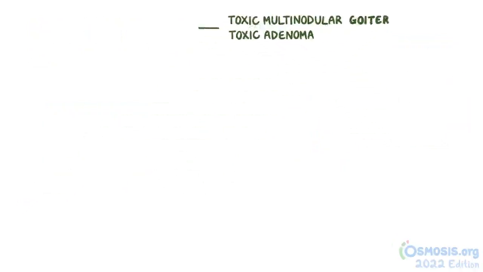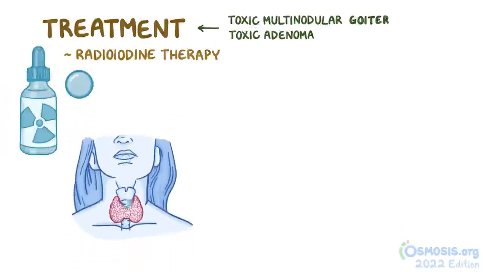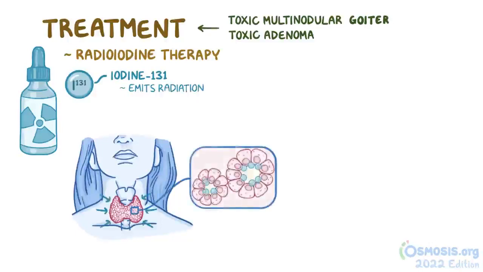And these two conditions are usually treated with radioiodine therapy. The way it works is a person swallows a capsule containing a small dose of iodine 131, which emits radiation. And that's different than the iodine 123 that's used in the RAIU scan. Functional thyroid tissue takes in this iodine just the same, though, and the iodine destroys it with radiation, like a Trojan horse.